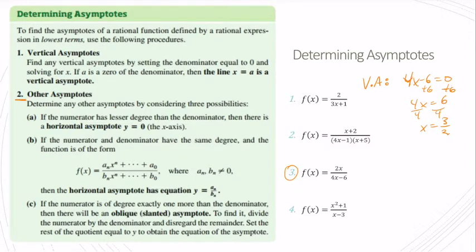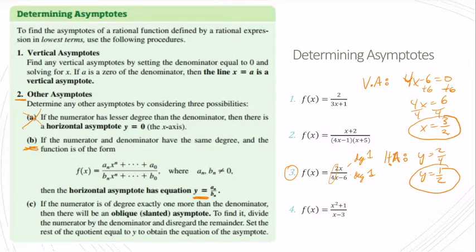Now we go looking for our other asymptotes. If the numerator has lesser degree than the denominator, then there's a horizontal asymptote at y equals 0. Well, the degree of my numerator is 1, and the degree of my denominator is 1. So they don't meet the criteria for A. I look at B. If the numerator and denominator have the same degree, which mine do, then the horizontal asymptote is y equals the leading coefficients as a ratio. So I have a horizontal asymptote at y equals 2/4, which is y equals 1/2. So I have a vertical asymptote at x equals 3/2 and a horizontal asymptote at y equals 1/2 because it met the criteria for B.